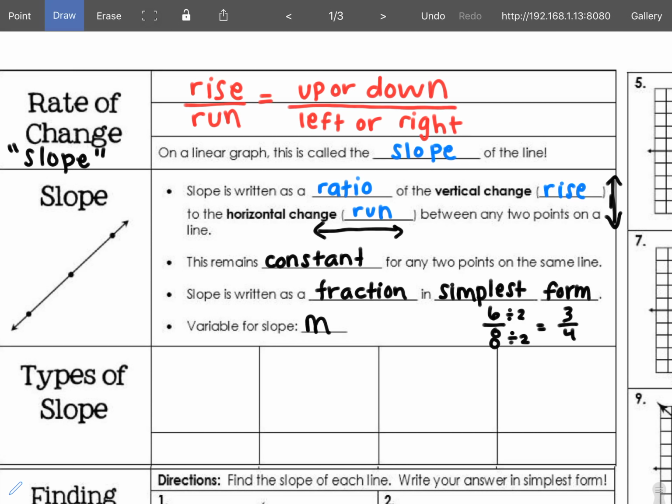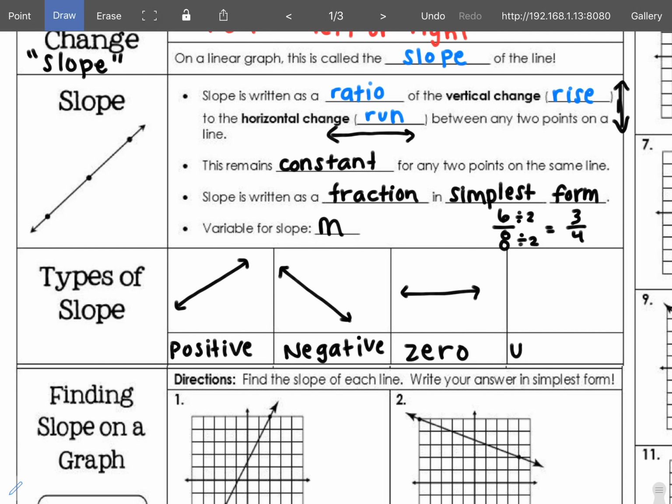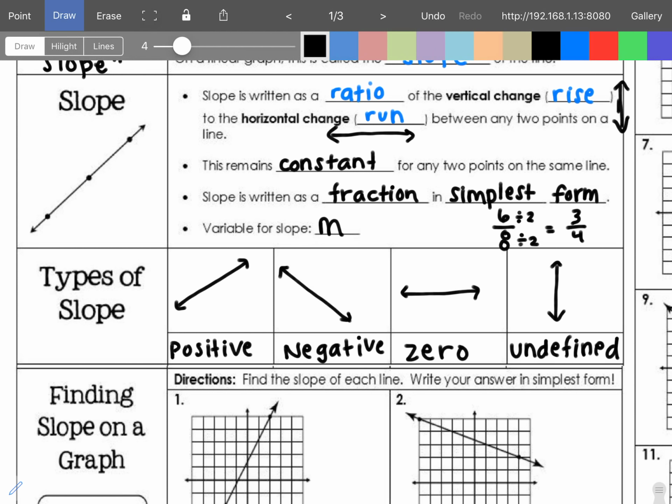Now before we go on to an example, let's talk about the types of slope. So there's 4 different types of slope. We can have a positive slope, positive. Guess what the next one's going to be? Negative. It's just going in the opposite direction. We can have a 0 slope, which looks like this. And we can have undefined slope, which looks like this. So this is how I like to remember. This is how I like to think about it, because this is how you can remember it.